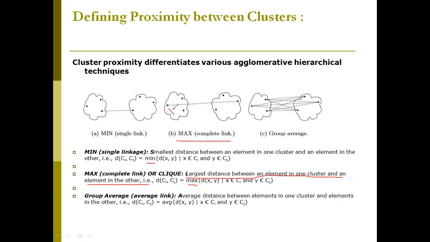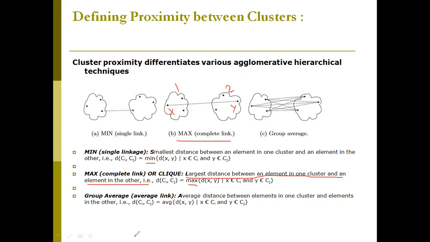Assume this is x and this is y. These are the last data points. X is the last data point in cluster 1, y is the last data point in cluster 2, right? So here we are calculating the maximum distance between these two clusters. What is the formula? Max of distance between (x, y), where x belongs to Ci and y belongs to Cj.